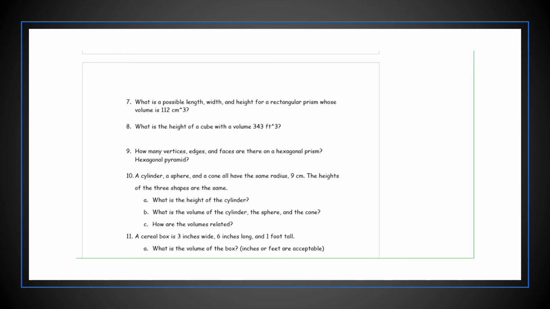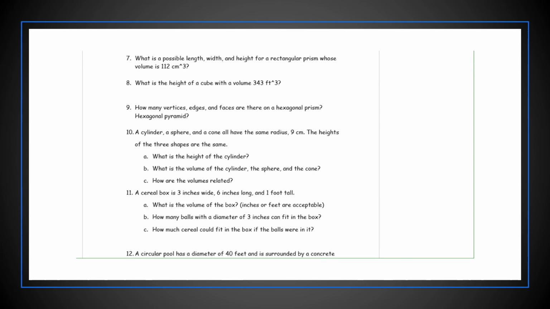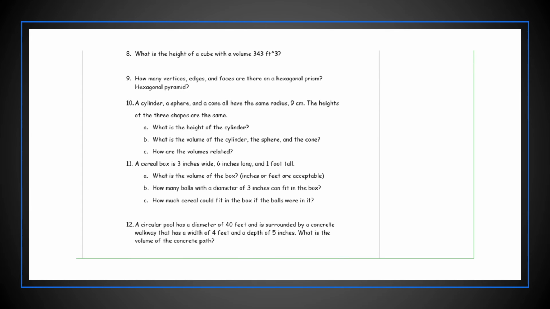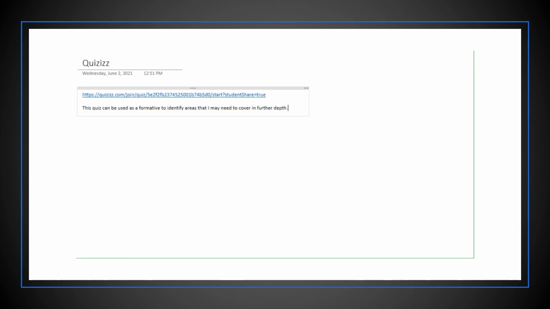Down here we have some questions that get a little more work involved. We have some of the relationships. Number 10, I really like number 10. A cylinder, a sphere, and a cone all have the same radius of 9 centimeters. The heights of all 3 shapes are the same. What is the height of the cylinder? That's a thinker for some. Hopefully my class would be able to do it. And then number 12, I would want my students to draw me a picture. Draw a picture of that. Show me that you're really understanding what is being asked.